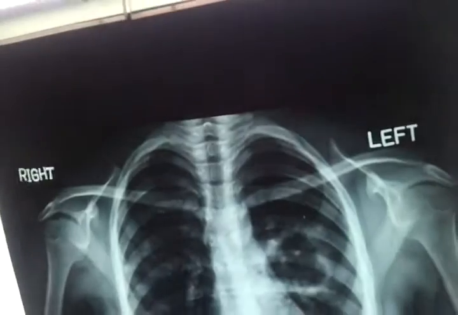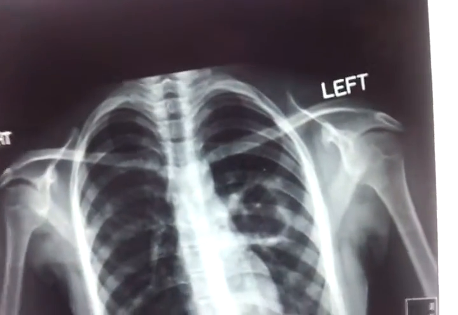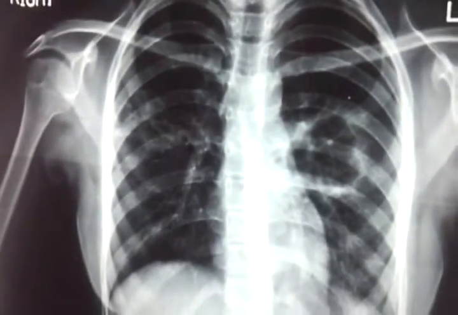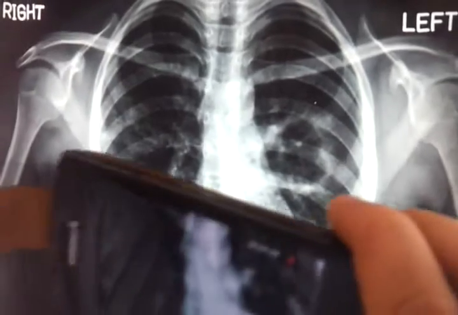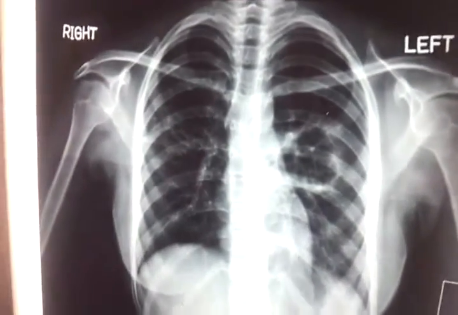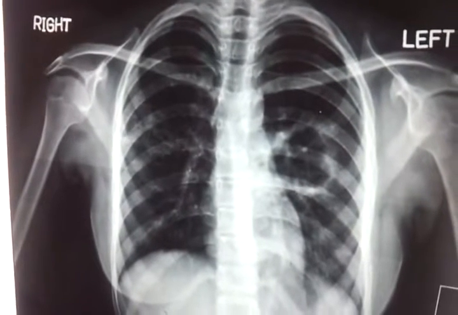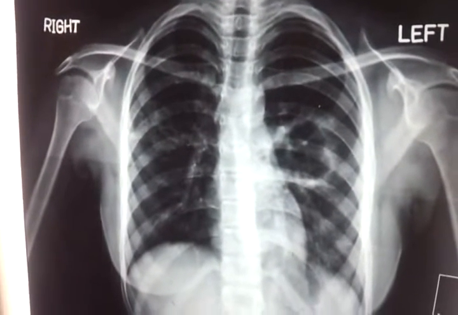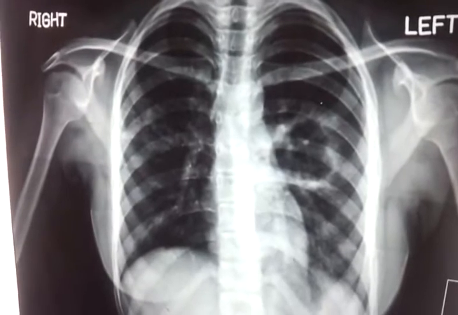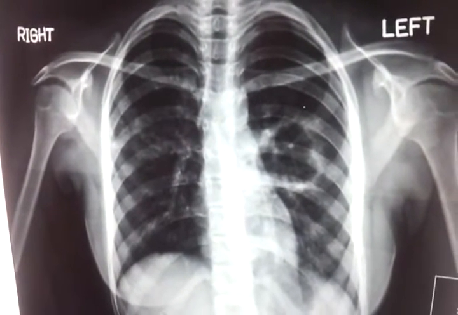The second chest X-ray is of an 11-year-old female child, presented with weight loss, febrile cough, and hemoptysis once. And this is her chest X-ray.